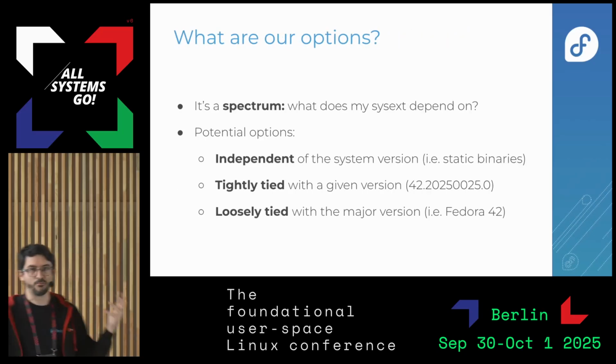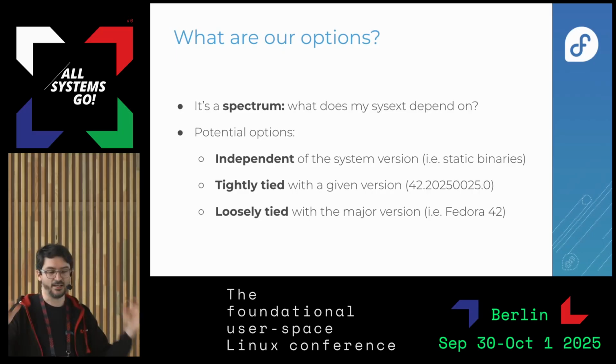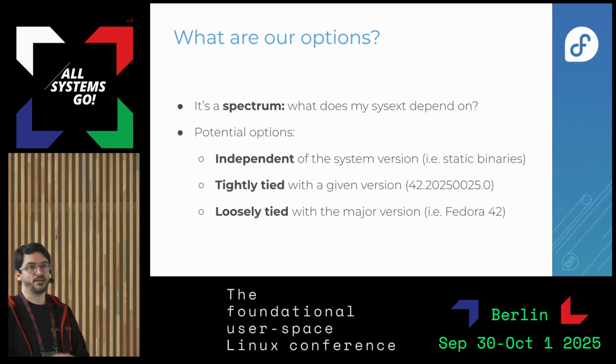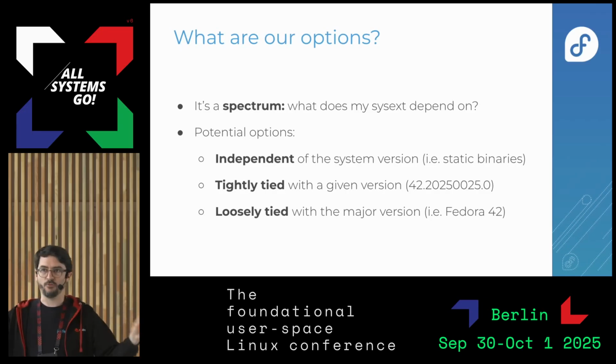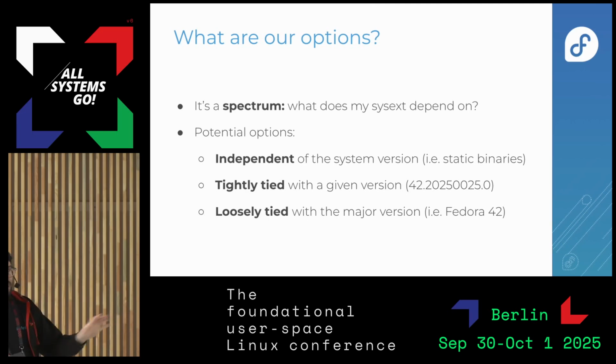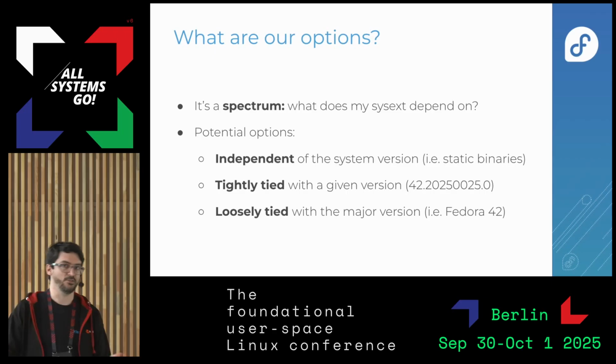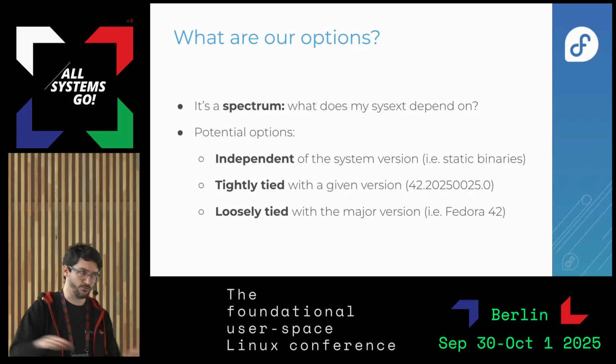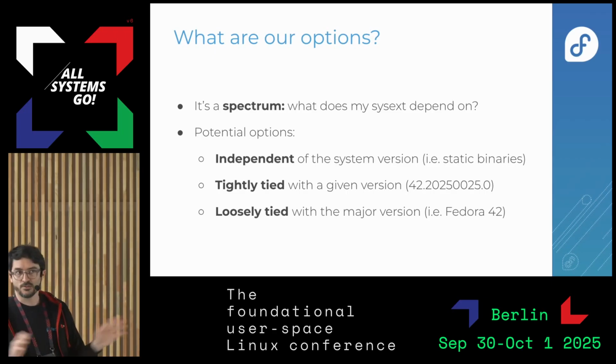So you've got multiple options. Essentially, it's a spectrum. Either you build them tightly integrated: you've got one version of the system, you build one version of the Sysexts, and you rebuild every time. Or you say, hey, I'm not doing that. I want the content in my Sysexts to be completely independent. So I'm building static binaries and everything. Sure, your Sysexts is completely independent from the host system, and that works as well.